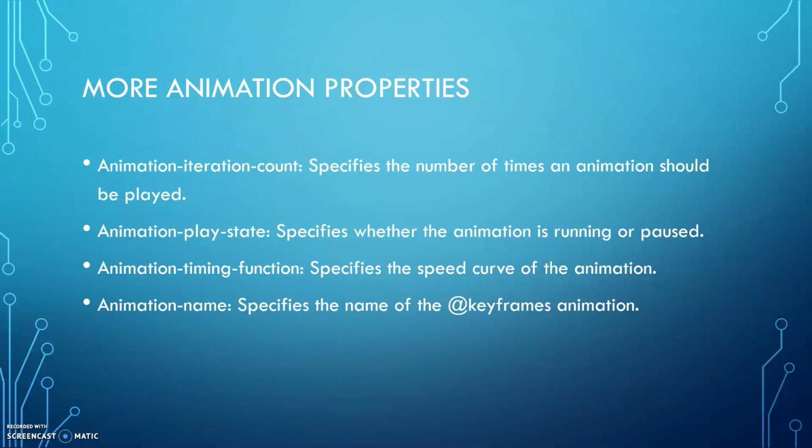Animation iteration count specifies the number of times an animation should be played. Animation play state specifies whether the animation is running or paused. Animation timing function specifies the speed curve of the animation. And animation name specifies the name of the keyframe animation.